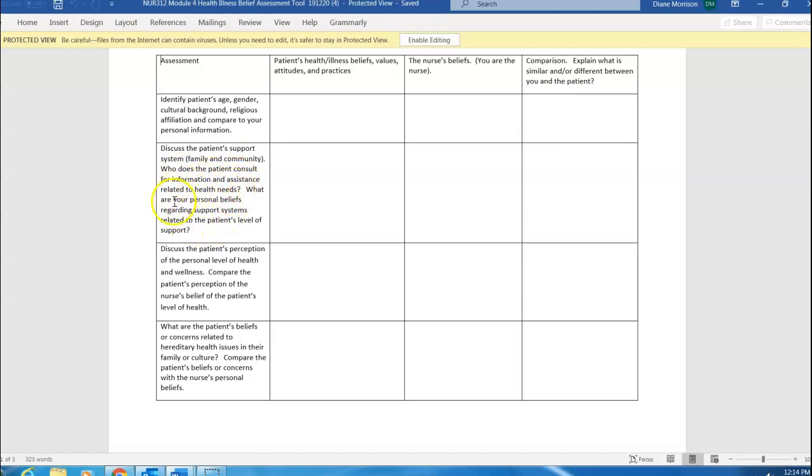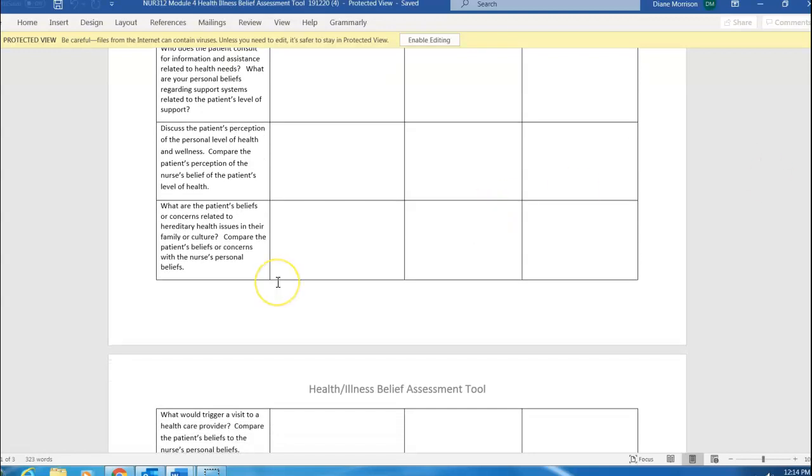So make sure you are answering all of them, because that will meet the criteria, and that is across the board. Then you have to put your information for yourself and then do an analysis. This one looks at the perception of personal level of health and wellness, and then what is your perception, and compare the two.